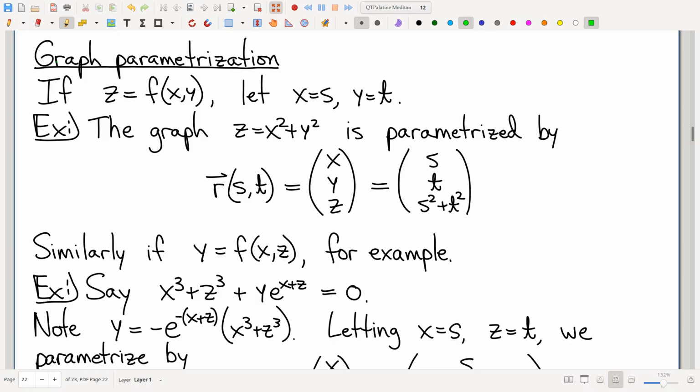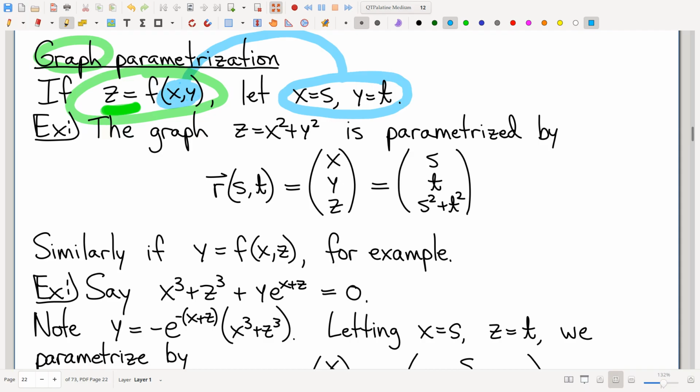Keep in mind, if we're talking about a graph, that means I've got one variable written as a function of the others. So presumably we have something like this. This applies only to graphs. In other words, we have to have it written like so. And the big trick for parametric curves was to let your parameter be the input variable. Here, we're going to let our parameters, plural, be our input variables, plural. Same idea.